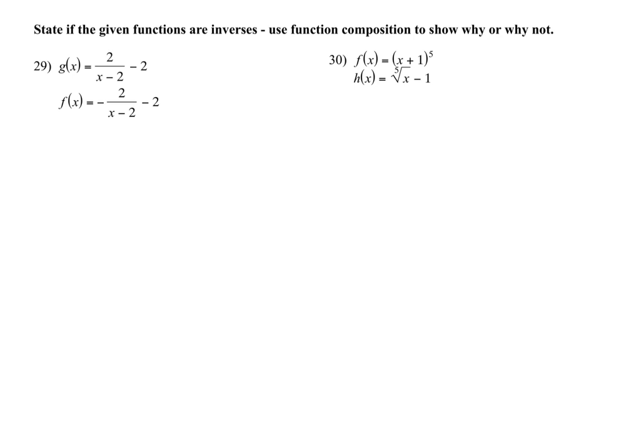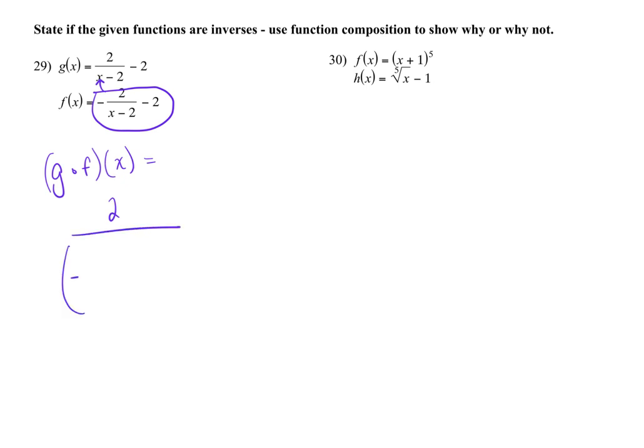So let's just look at this first one. They want to know if G and F are inverses of each other. So I'm going to do the composition between those two. And I'm just going to go in order here. So I'm going to say G of F. It doesn't matter which order. I'm going to do that. So I'm going to take this whole function and I'm going to plug it in for the x value there. So G is 2 over, but instead of x, I'm going to write this big, huge guy here.